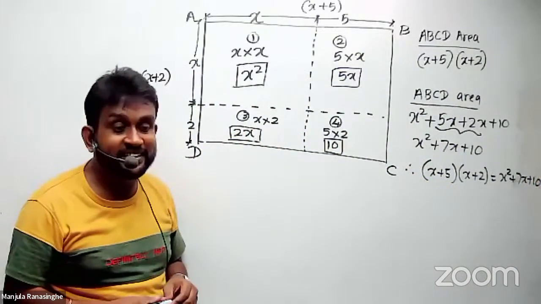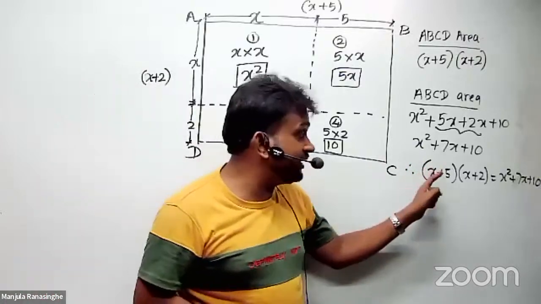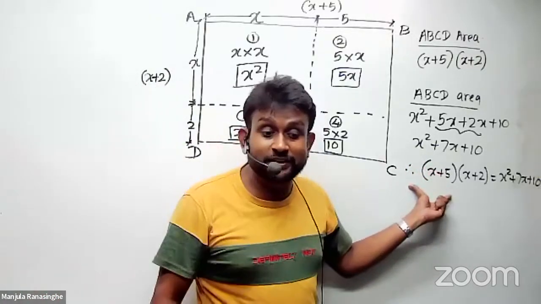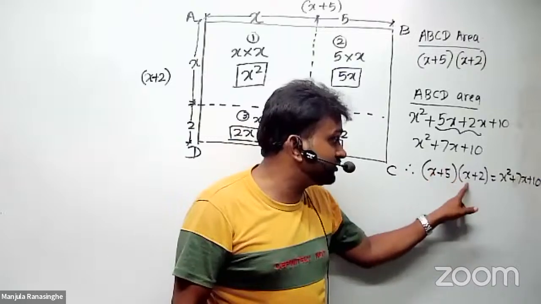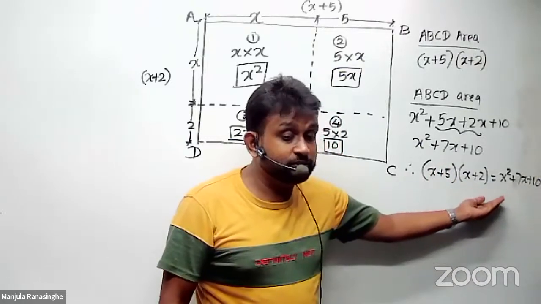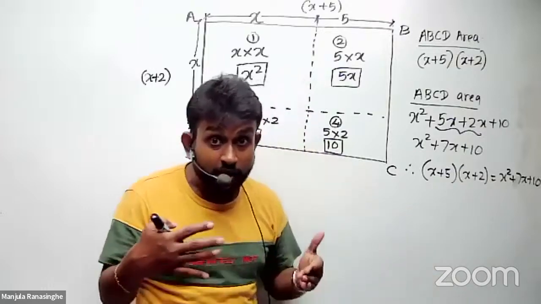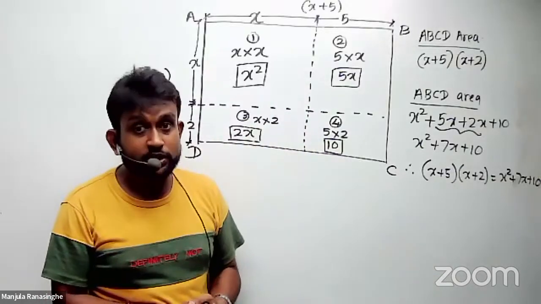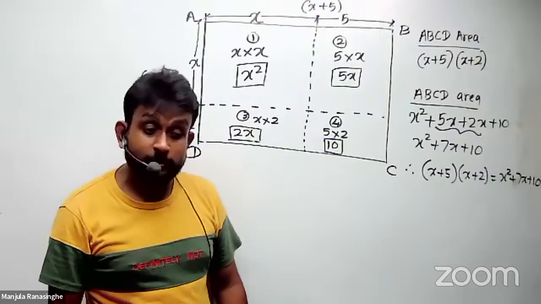We didn't multiply anything, right? So now you can expand using the methods that we discussed previously. x into x, x squared, x into 2, 2x, 5x, 10. So that gives you the same answer. This is how we prove the expansions given in this manner.